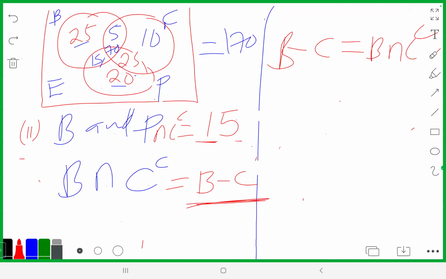Let's look at it. Biology intersection C complement. What is in B but not in C? What is in B but not in C? Everything in B but not what is in C. What is the total number? Everything in B but not in C. What is that?